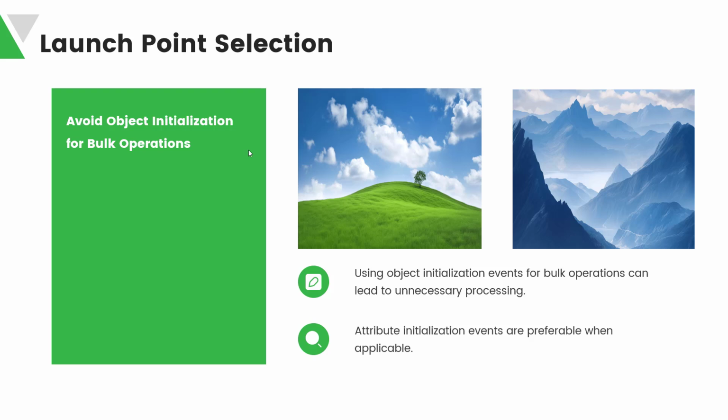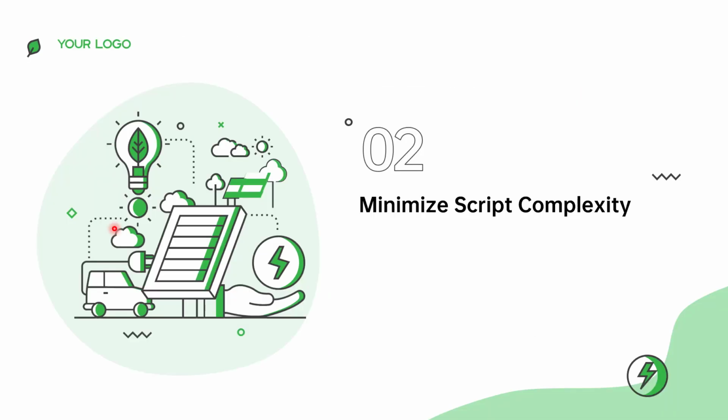Okay, so when you deal with the object here, you deal with the whole script, with the whole MBO, sorry. So that is object initialization and attribute initialization. Okay, try to use attribute if you use an initialize event.